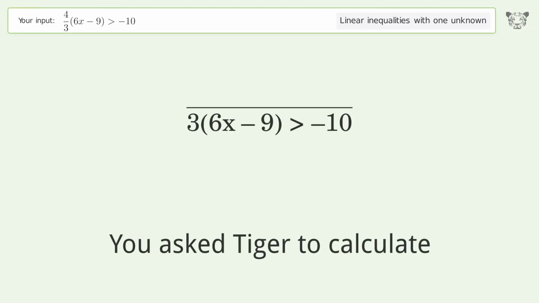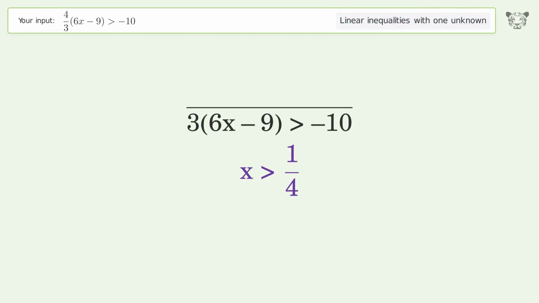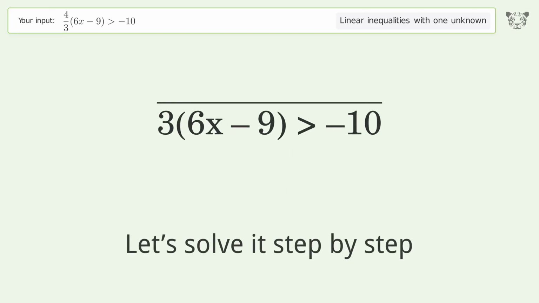You ask Tiger to calculate. This deals with linear inequalities with one unknown. The final result is x greater than 1 over 4. Let's solve it step by step.